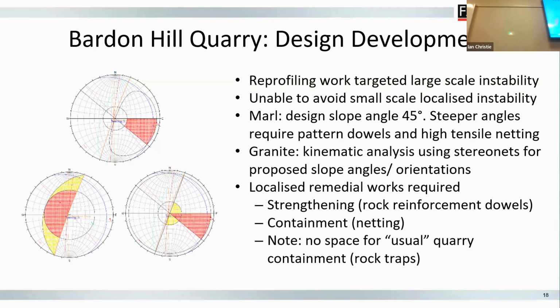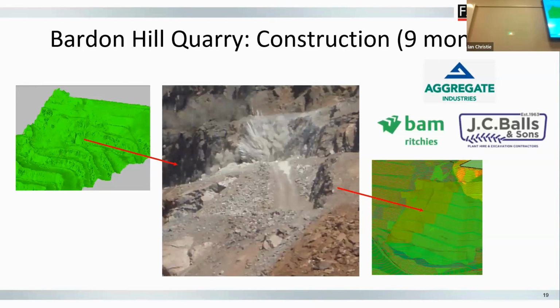And as I said, we didn't have space for our usual quarry containment of rock traps there, so we were unable to avoid needing a few more works. So here we are, going from what looked like quite a messy area over on the left-hand side, quite a lot of blasting work done, and that was the sort of bench configuration we were aiming for on the right-hand side. So the client was Aggregate Industries, but the majority of the work on site was done by BAM Ritchies.